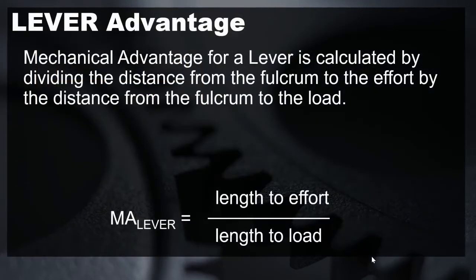The equation for the mechanical advantage of a lever is calculated by dividing the distance from the fulcrum to the effort by the distance from the fulcrum to the load. You can see that in the equation below.